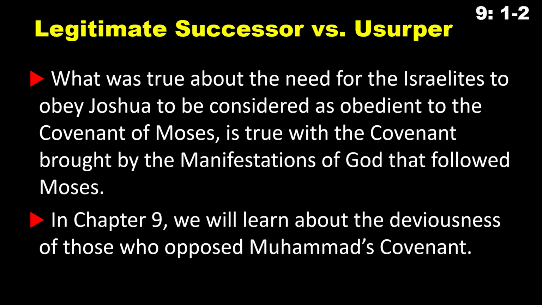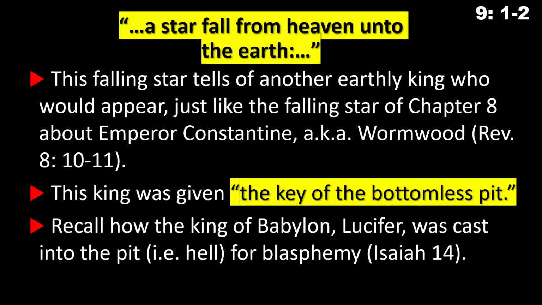What was true about the need for the Israelites to obey Joshua to be considered as obedient to the covenant of Moses is true with the covenant brought by the manifestations of God that followed Moses. In chapter 9, we will learn about the deviousness of those who opposed Muhammad's covenant. Another falling star, verse 1 stated, "A star fell from heaven unto the earth."